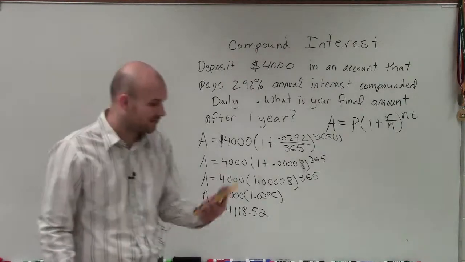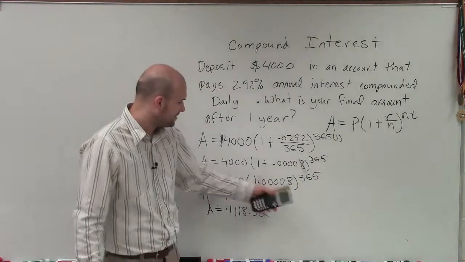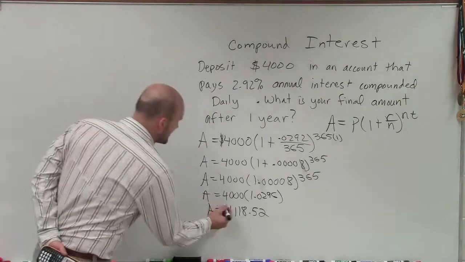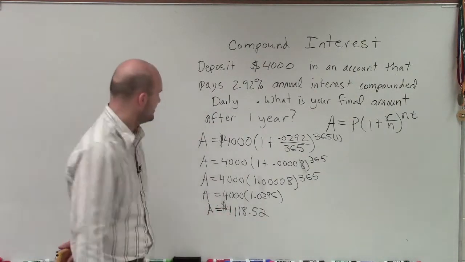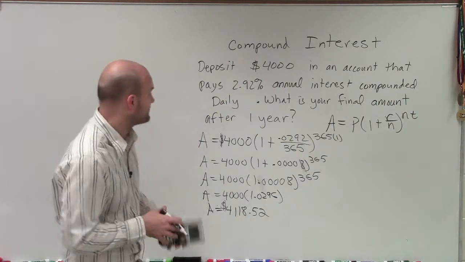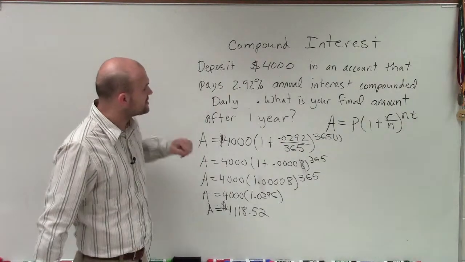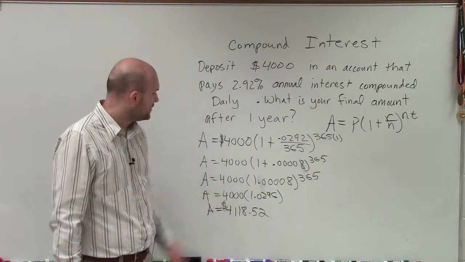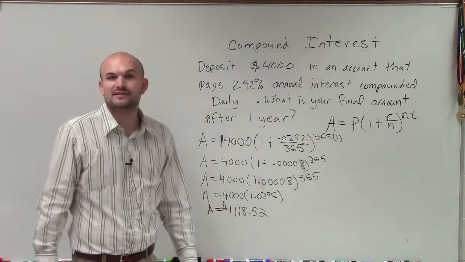$4,118.52. Now, obviously, I did a little rounding of my answer here, but I just used my exact answer, and that was going to be my final value. And obviously, that is money, so we're just going to put a nice little dollar sign on that amount. So your final value after compounding daily with your interest rate and an initial deposit, you will now have, after a year, by compounding daily, $4,108.52. Thanks.